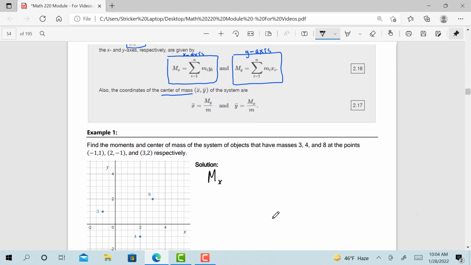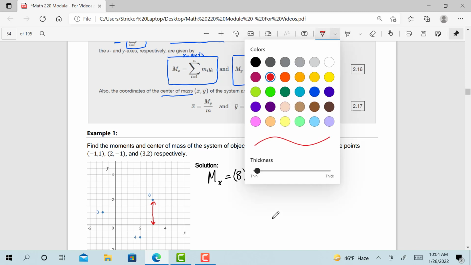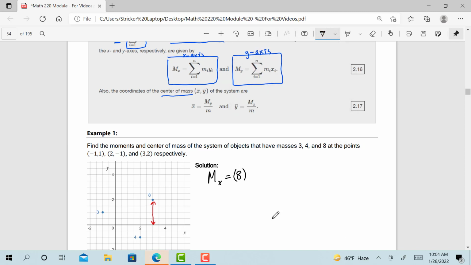And again, the moment about the x-axis is you sum up the individual masses times their y distance from the x-axis. So if I start with mass 8, its y distance from the x-axis is this distance right here, and that is going to be 2. It's 2 units away from the x-axis, so this is going to be multiplied by 2. Remember, this is the moments about the x-axis, so all these distances are distances from the x-axis.